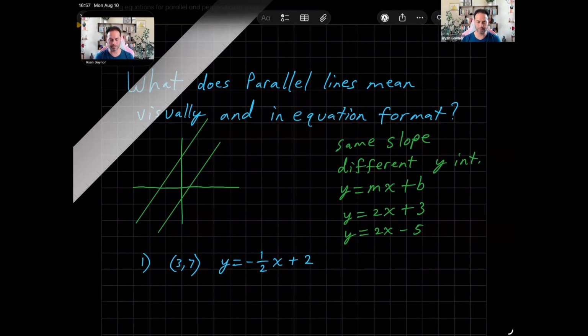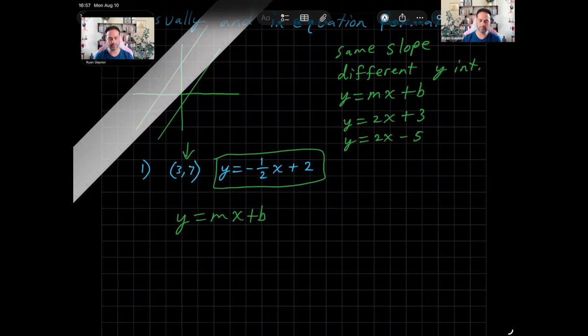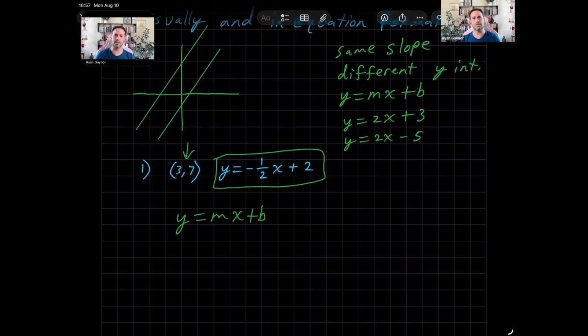Now, the very first question, what they want you to do is write an equation of a line that is parallel to this line right here and runs through this point, 3, 7. Okay, so we always write down our equation of a line, y equals mx plus b. Now, equation of a line is basically the other name for slope-intercept form. So, y equals mx plus b. Again, m is the slope, b is the y-intercept.